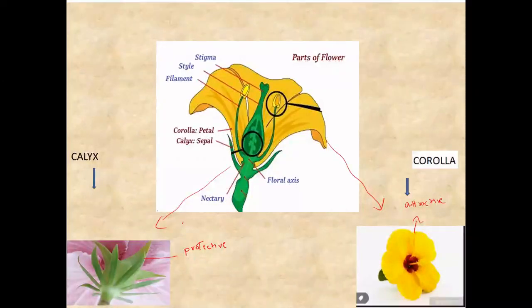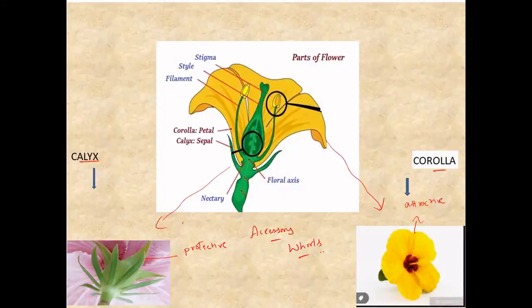The calyx and corolla are referred to as the accessory part, or you can call them the accessory whorls in a flower, because they are not directly involved in the mechanism of reproduction. They are known as the accessory whorls in a plant, the calyx and corolla.